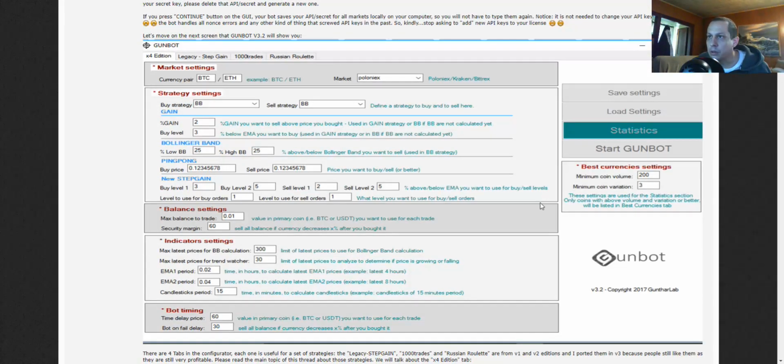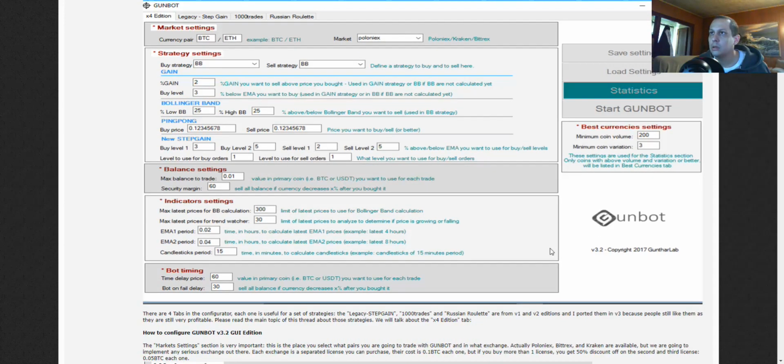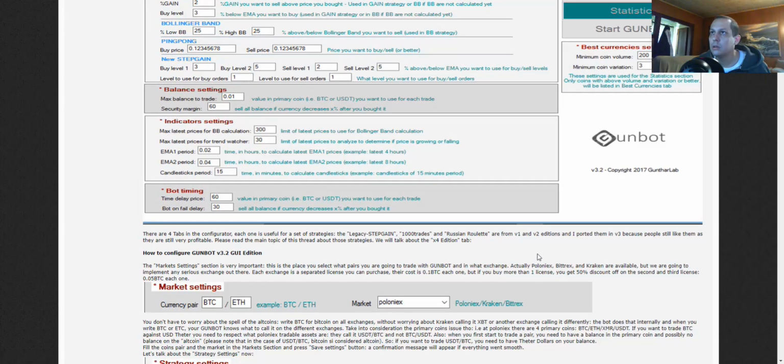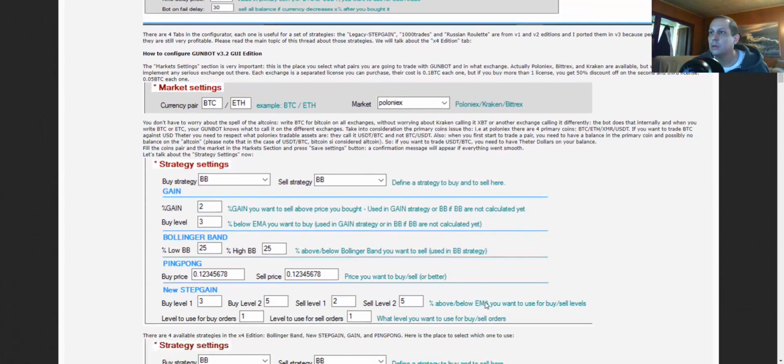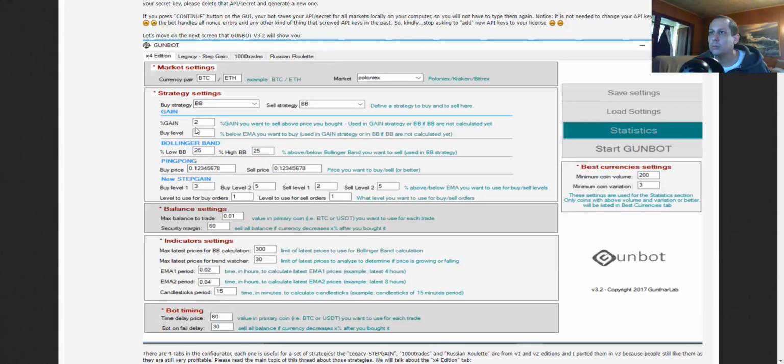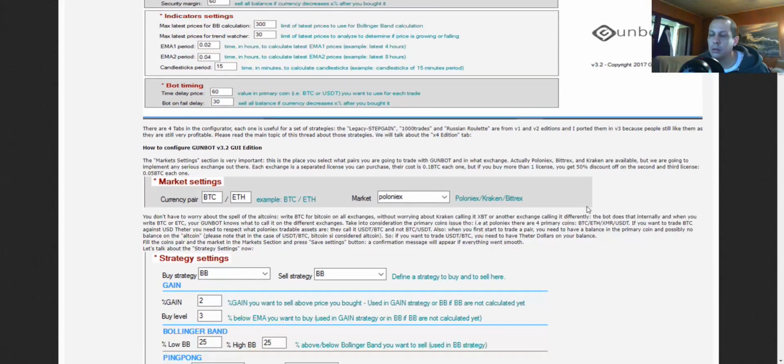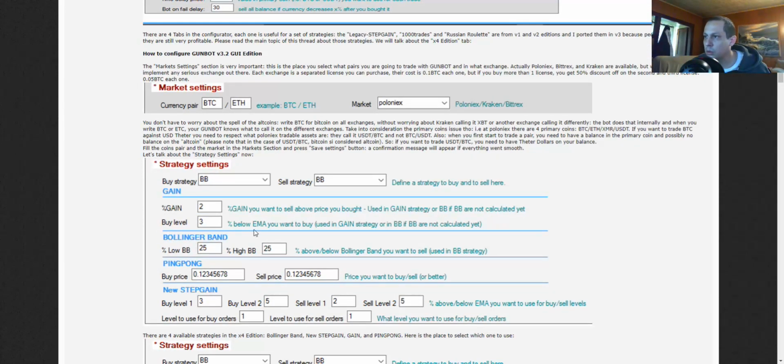So there he has some settings. Just noticed that he has 3 as his buy level. The default is 0.1, so you might have to try changing that. I imagine that would cause you to buy more often, so it's really up to you, your style. Everybody has their own way of trading, so it's up to you how you want to set it up.